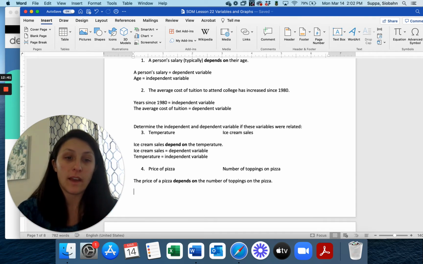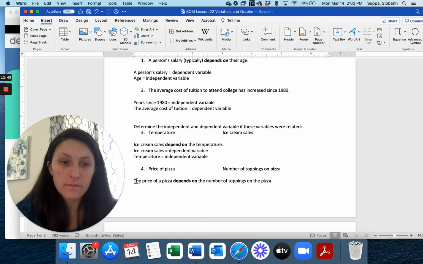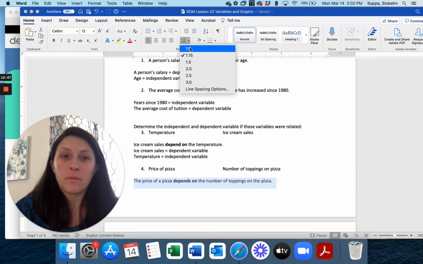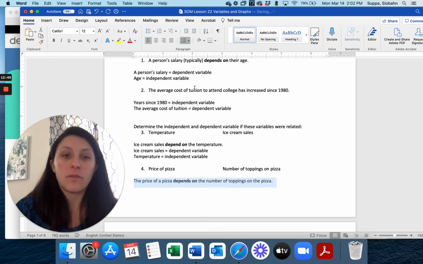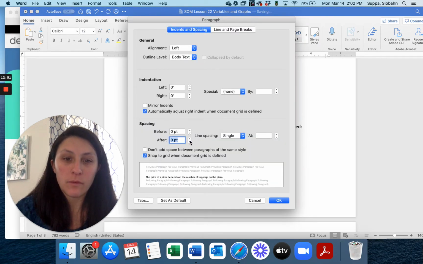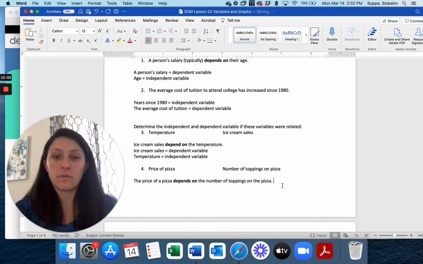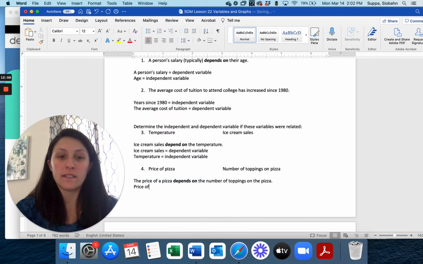And once you know that, let me make this one line so it's easier to see. Once you know that, then you know which variable is the dependent variable and which one is the independent variable because of the way you just wrote it. So the price of a pizza is the dependent variable, and then the number of toppings is the independent variable.